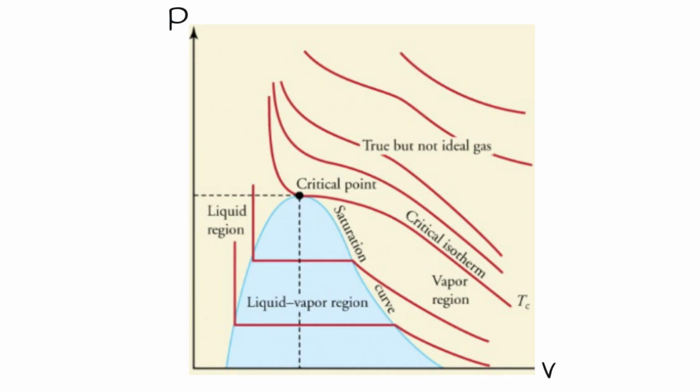This diagram shows the different PV curves for different temperature isotherms. I will now try to explain the reasons for the differences between these curves.